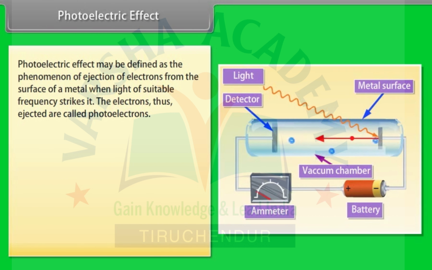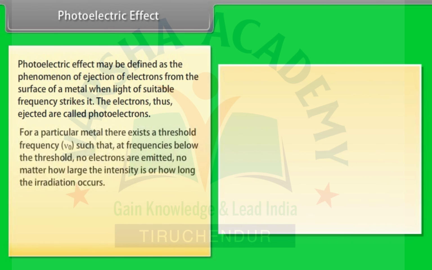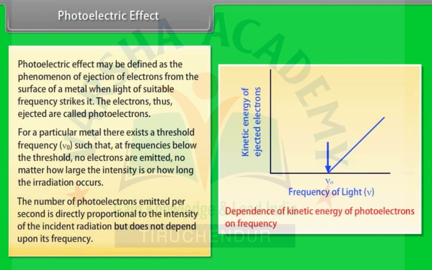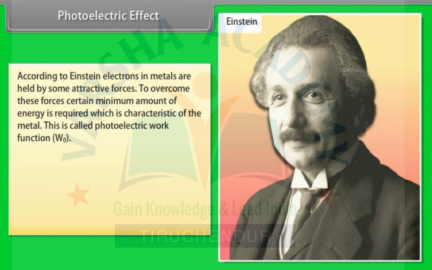When light of particular frequency strikes the metal surface, electrons are ejected from the metal surfaces, which are detected by the detector. For a particular metal, there exists a threshold frequency nu naught, such that at frequencies below the threshold, no electrons are emitted, no matter how large the intensity is or how long the radiation occurs. The number of photoelectrons emitted per second is directly proportional to the intensity of the incident radiation but does not depend upon its frequency.